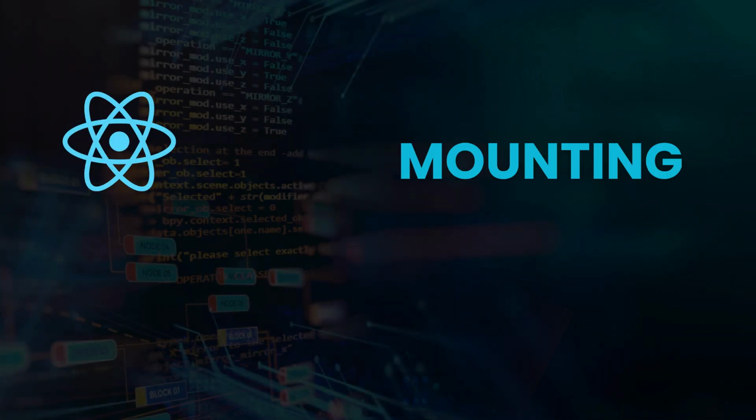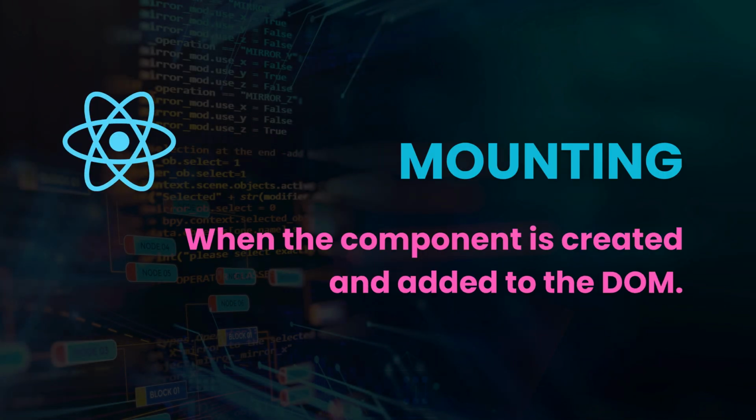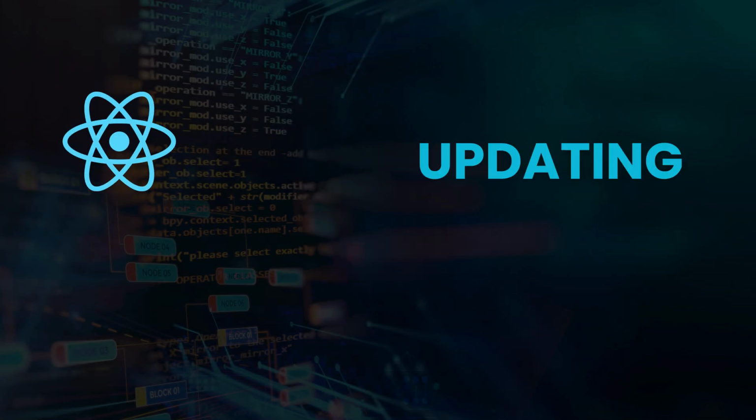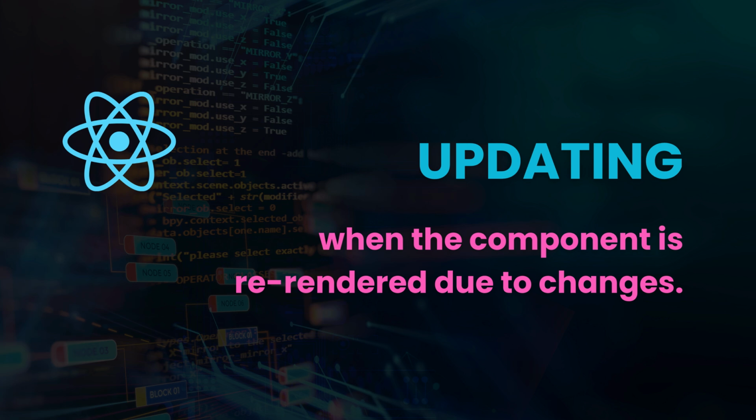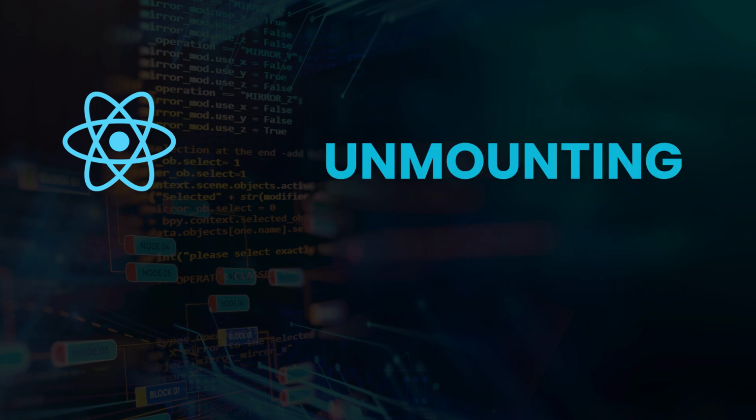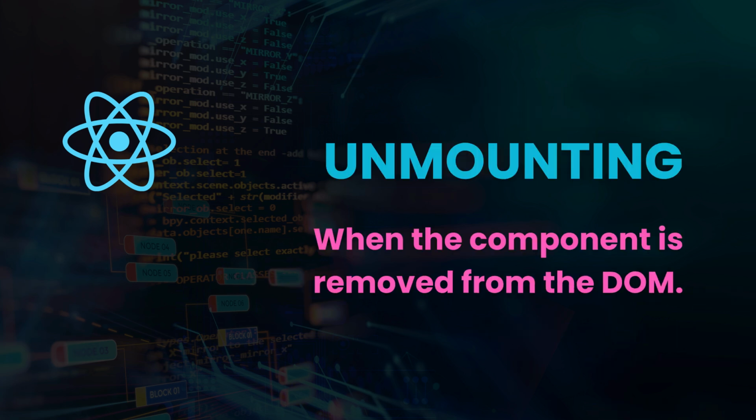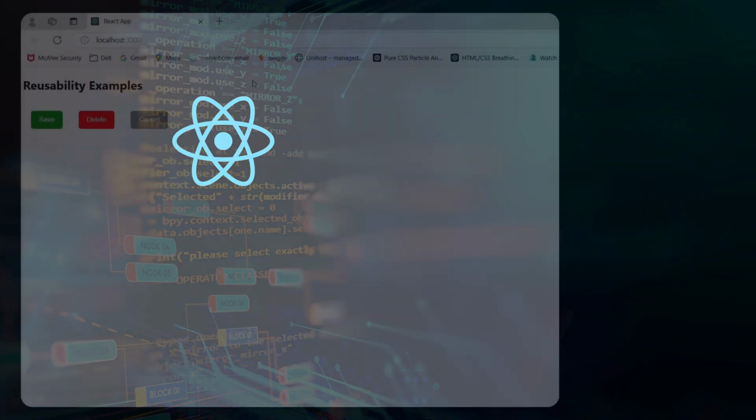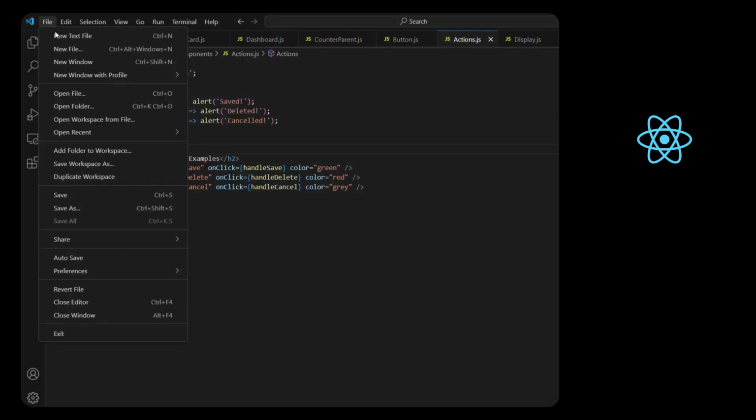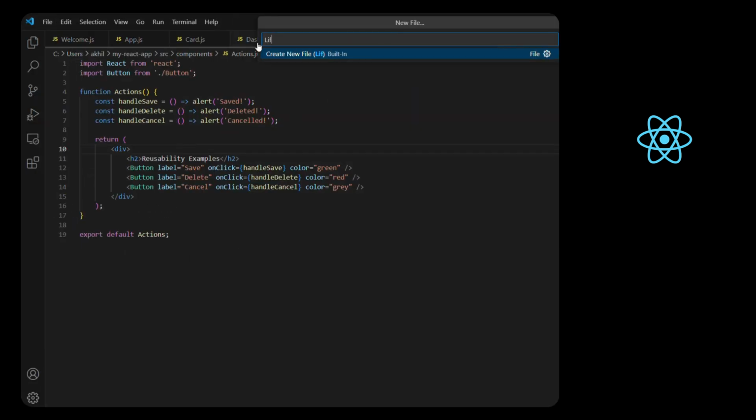Mounting, when the component is created and added to the DOM. Updating, when the component is re-rendered due to changes. Unmounting, when the component is removed from the DOM. Let's see all three stages in action using the most modern and clean approach.